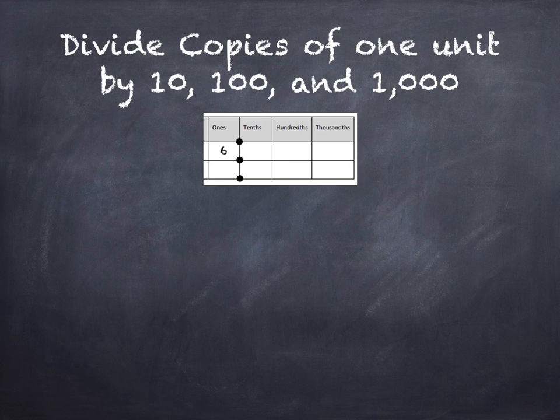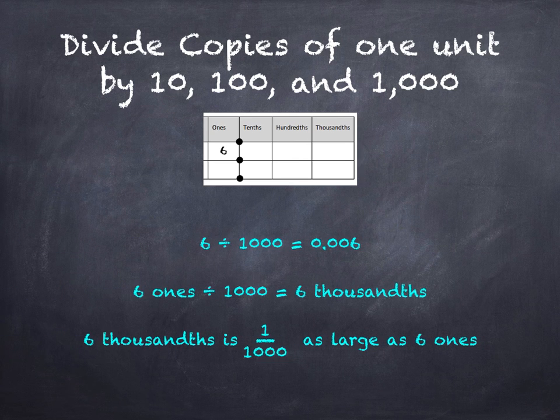Well, you guessed it, we would move it 3 places to the right. Tenths moves it 1 place, 100 moves it 2 places, 1,000 moves it 3 places. So we would find out that 6 divided by 1,000 gives us 6 thousandths. 6 ones divided by 1,000 equals 6 thousandths. 6 thousandths is 1 1,000th as large as 6 ones. And on our place value chart, if we divide that 6 by 1,000, we would get 6 thousandths.